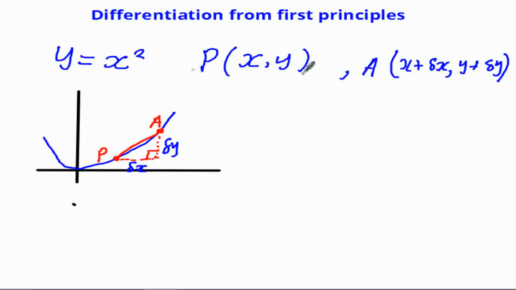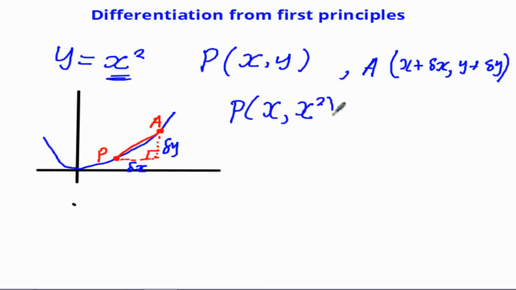So using our gradient, we know that to find the gradient of a line, we have to use change in y over change in x. But we need to use better coordinates, which are in terms of x. So since our curve has this as the equation, the coordinate of P can also be written as x and x squared: x for the x value and x squared for the y value.